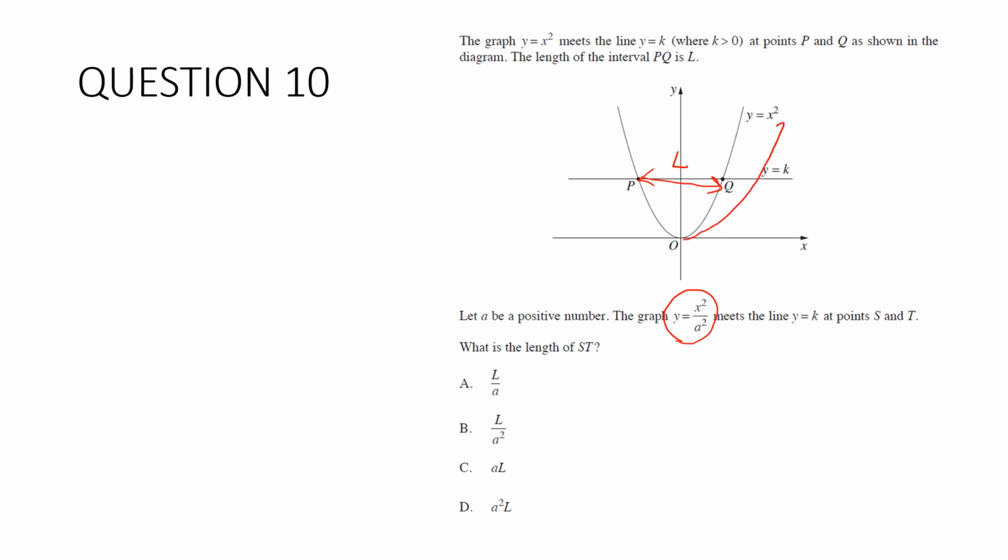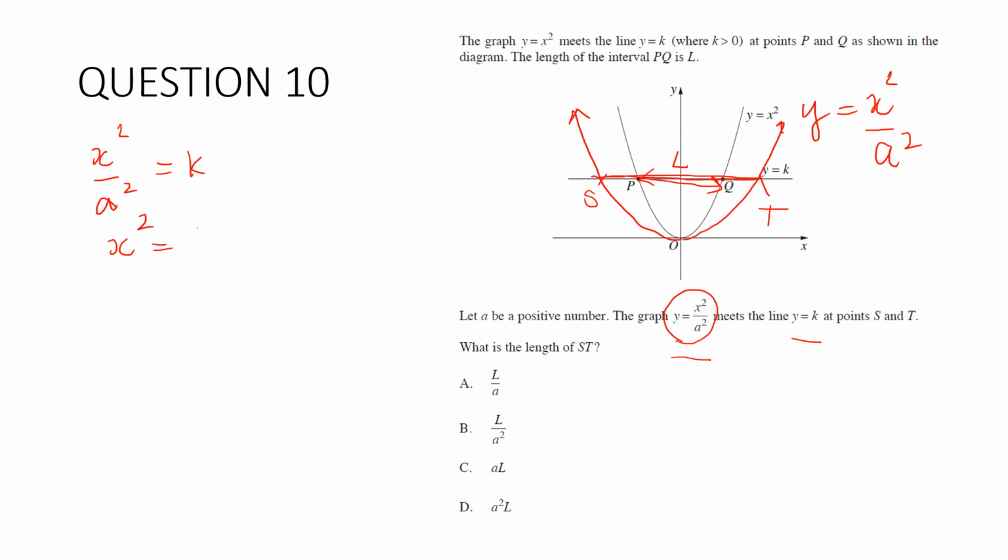So if it's greater than 1, we're going to have a wider parabola. And it says this graph meets the line y equals k at the points S and T. And we're wanting to find this length here. All right, so I'm going to start off by doing simultaneous equations. This is the curve y equals x squared on a squared. Simultaneous equations between y equals x squared on a squared and y equals k. So x squared divided by a squared is equal to k. x squared is equal to k a squared. x is equal to plus or minus root k a. And so that's the x coordinates here. Negative root k a. And here is root k a.